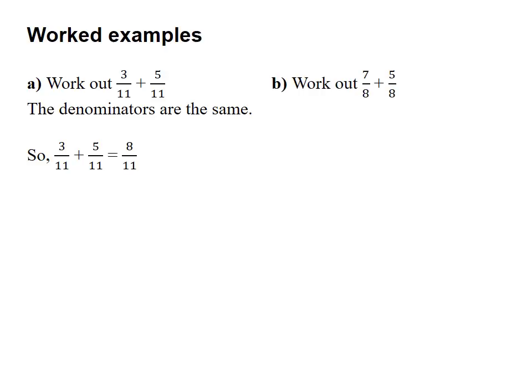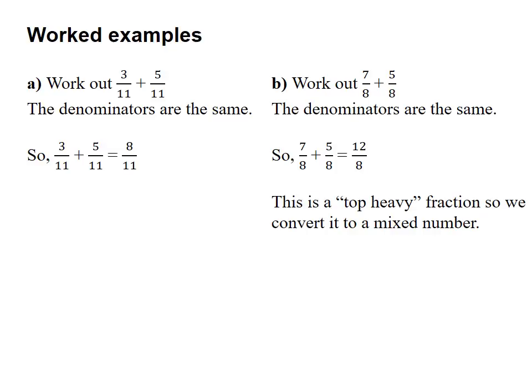Similar example, you've got 7/8ths and 5/8ths. The denominators are the same, and so we can again just add the numerators. 7 plus 5 is 12, 12/8ths. This time you may notice we've got a top-heavy fraction. Because it's a top-heavy fraction, we can convert it into a mixed number.